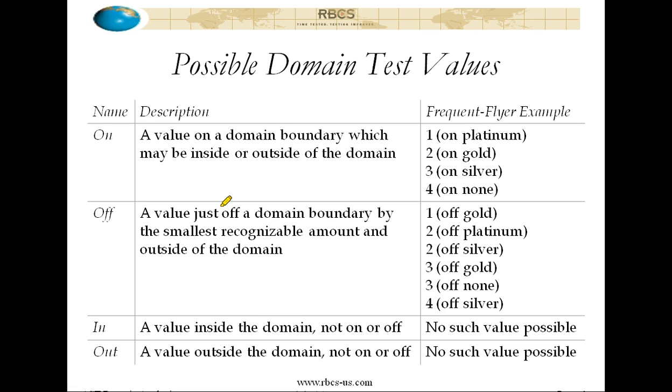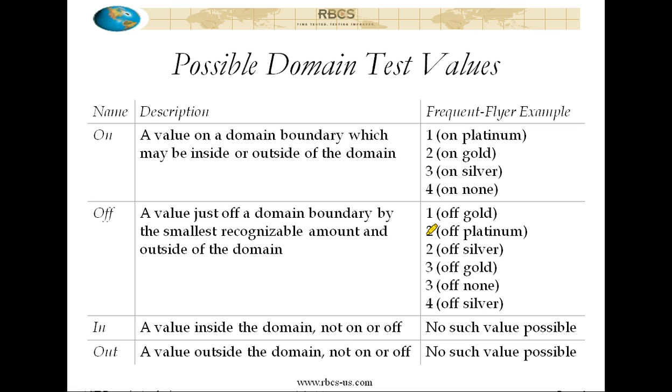Now, off. An off value is a value that is just off of a domain boundary by the smallest recognizable amount, and it is outside of the domain. So 1 is an off value for gold because the step between platinum and gold is 1 step, so it's the smallest recognizable discrete difference in terms of these levels. And so we're right off of gold, and we happen to be on platinum, right? So notice we're reusing value 1 here.